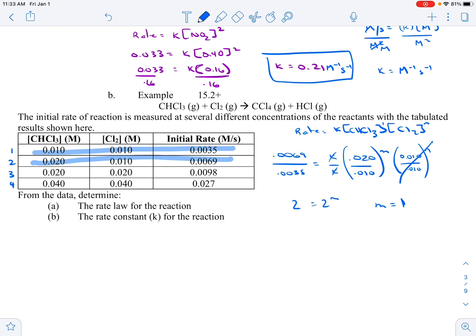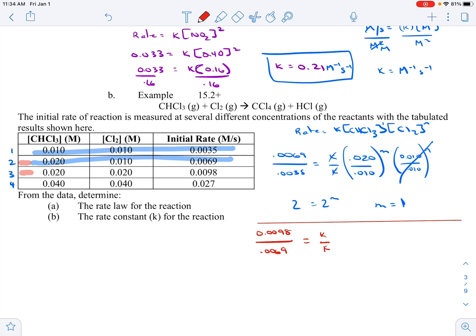We're going to do the same thing with our Cl2. What two experiments should we compare here to find this one? Well, we need where CHCl3 stays the same. So if we go 3 over 2, let's see what we got there. We've got 0.0098 over 0.0069. This is not going to be the nicest little answer, but we'll be all right.